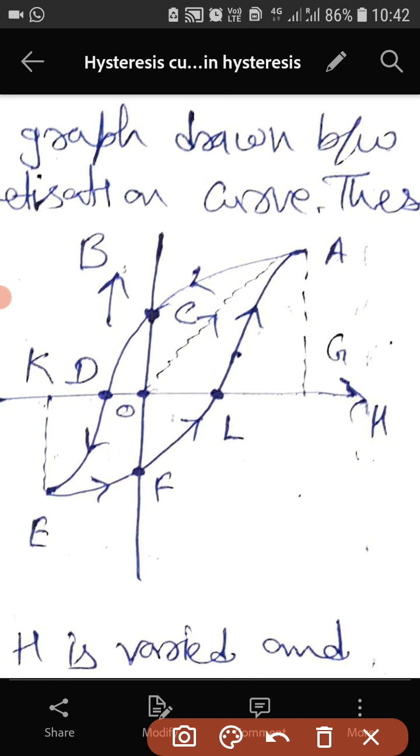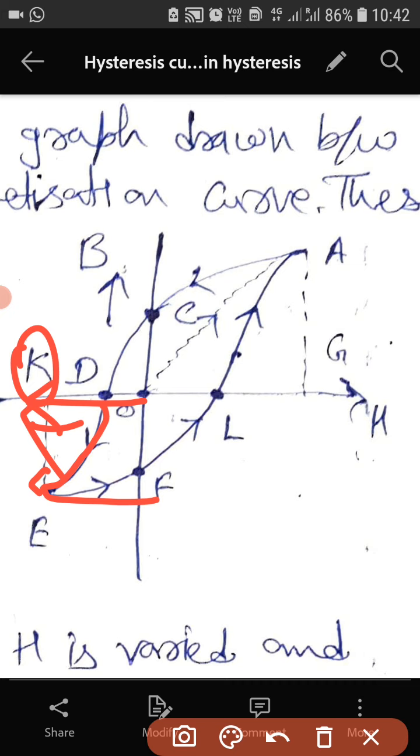Now if we further increase H in the reverse direction, beyond this point D, the value of B becomes maximum at E. If we increase H in the reverse direction from O to K, up to this point, then B will get saturated but in the opposite direction at point E. Now we again bring H back to 0, and we see that B comes to this point F, which is again not 0.